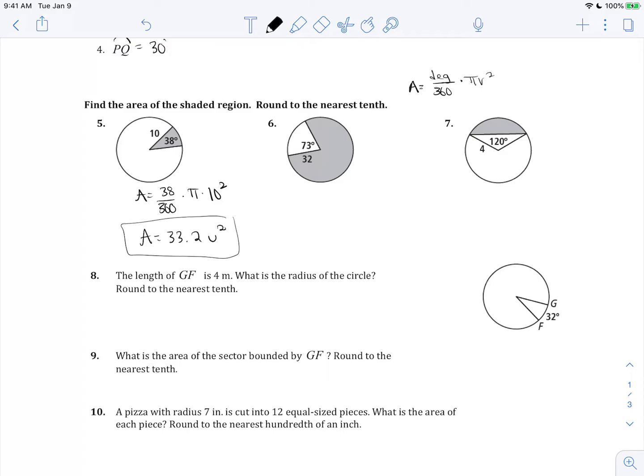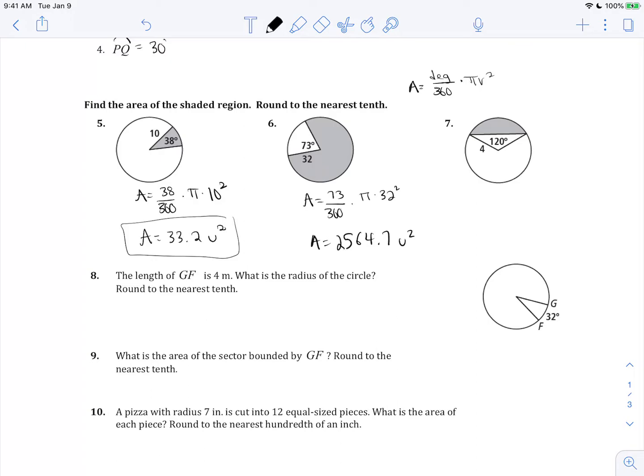Okay, we'll do it again here. Degrees over 360, so 73 over 360 times pi times 32 squared. Again, we're rounding to the tenth, so we can plug that whole thing in our calculator, and we get 2,564.7 units squared.